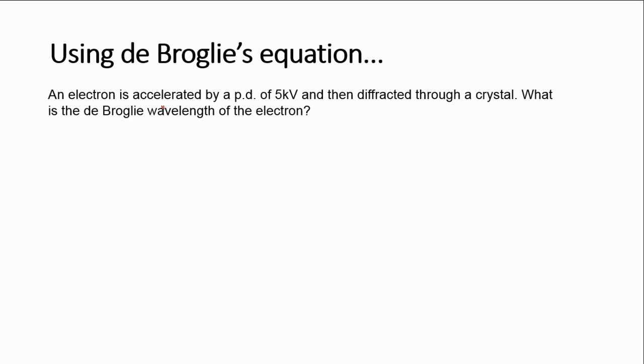So an electron is accelerated by a potential difference of 5,000 volts and then diffracted through a crystal. What is the de Broglie wavelength of the electron? Okay, so we're only given one number in this question, and actually there's quite a lot of parts to this question to get to the answer, i.e. the wavelength. So let's have a go.